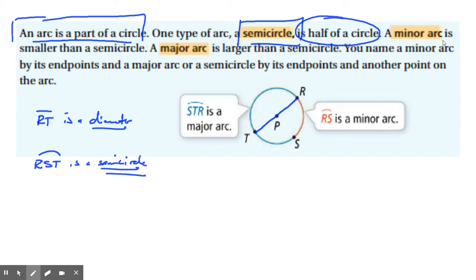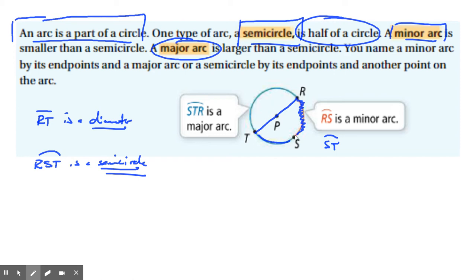Now, a minor arc is an arc that is smaller than a semicircle. So we have two minor arcs in this picture. RS is a minor arc, but so is ST. And again, it doesn't matter the order. RS and SR are the same arc. Notice I only have two letters because I know if it's a minor arc, it has to be less than a semicircle. And then, of course, a major arc would be greater or bigger than a semicircle.